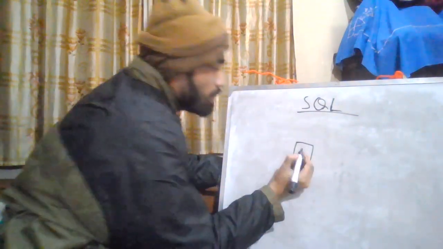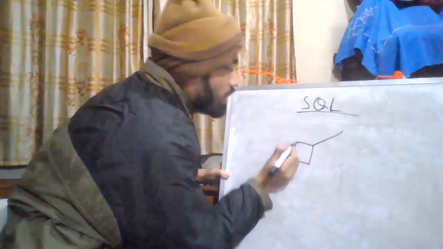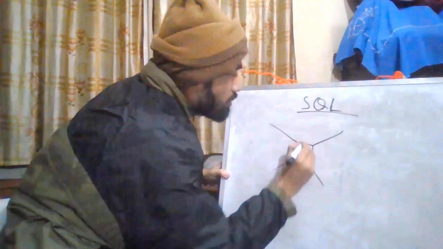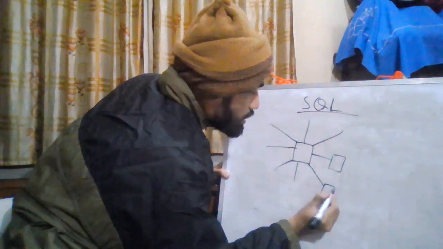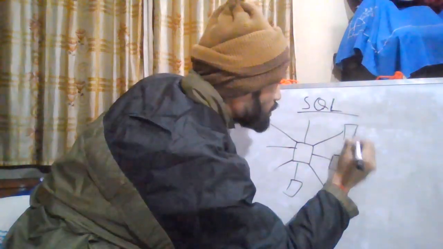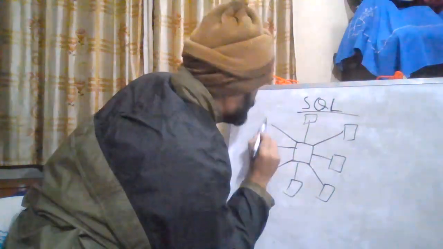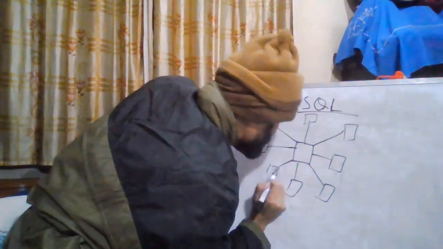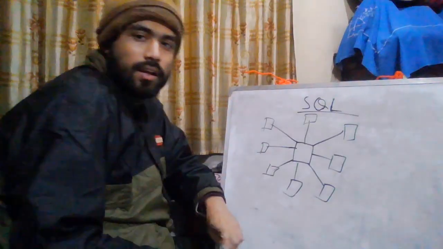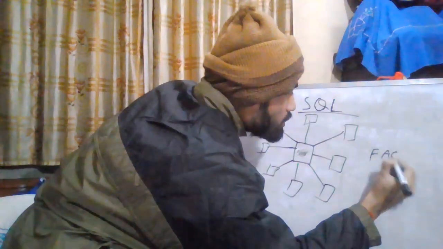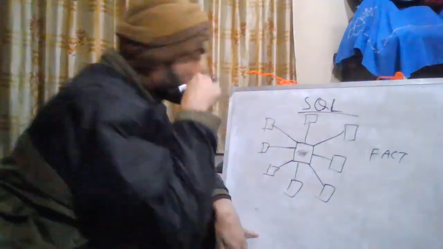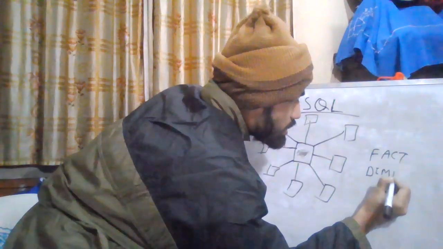There will be a table at the center, and there will be multiple tables connected to that table around it. In practical life, this center table is called the fact table, and all the tables around it are called dimension tables.